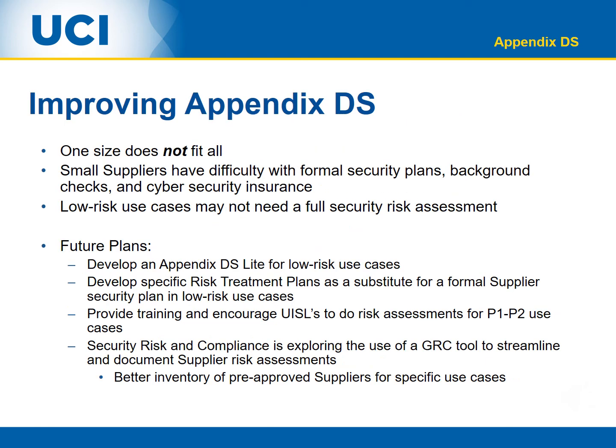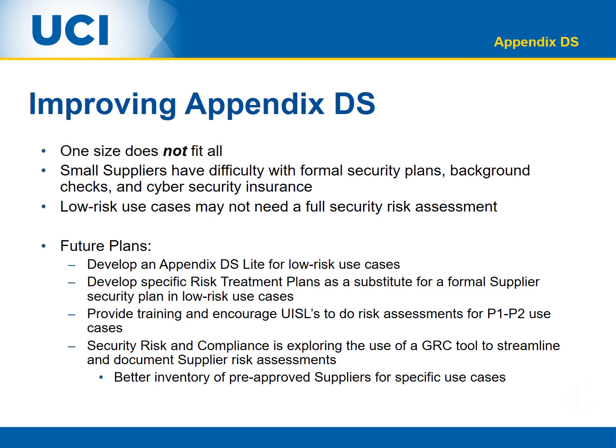We're really trying to improve the Appendix DS process. We're finding that one size really doesn't fit all very well. It's a single document, and it really is pretty heavy in the negotiation process. So we're trying to find ways to accommodate smaller suppliers that don't have good security plans, don't maybe do background checks, may not have the levels of cyber insurance that we're looking for, and really take a look and see if we can come up with some way to assess those groups a little better, especially in low risk cases.